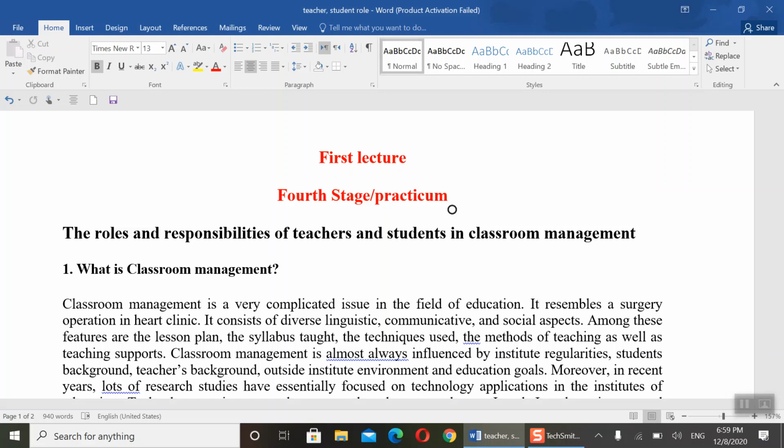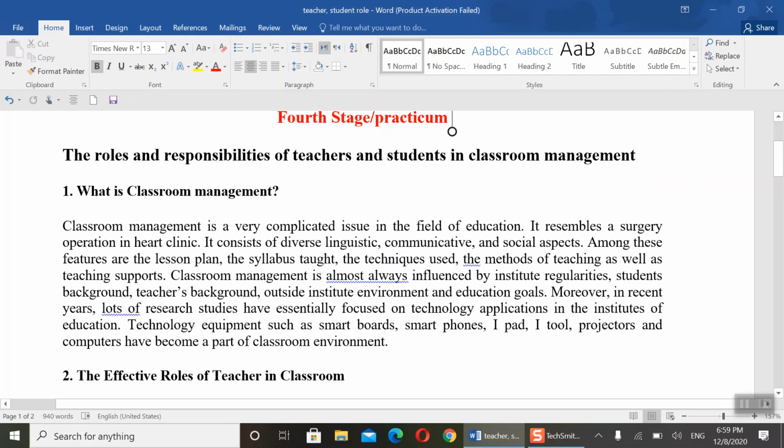Now I'm going to talk about classroom management. What is classroom management? Classroom management is about the classroom. What is inside the classroom? Okay. So here we have an explanation of classroom management. It's a very complicated issue in the field of education.